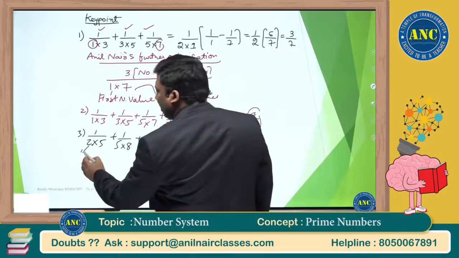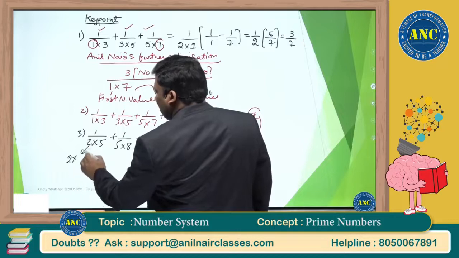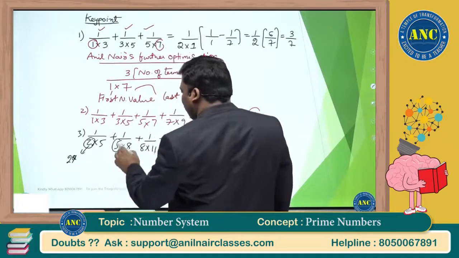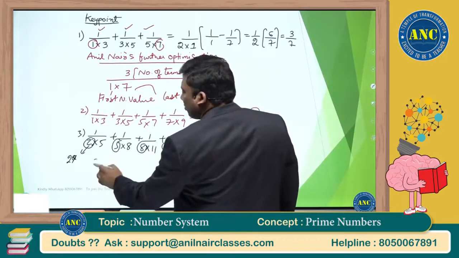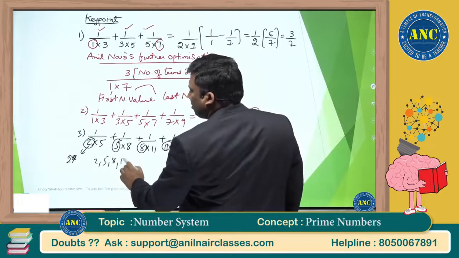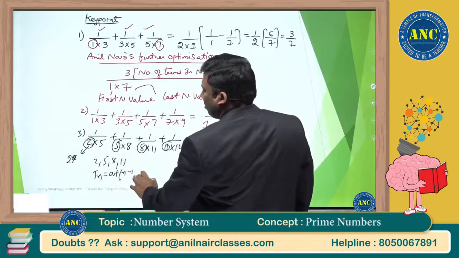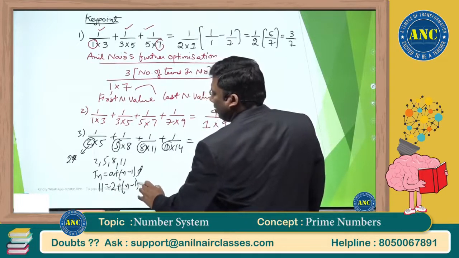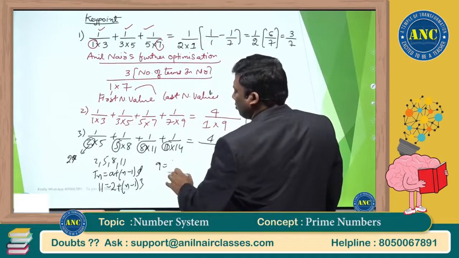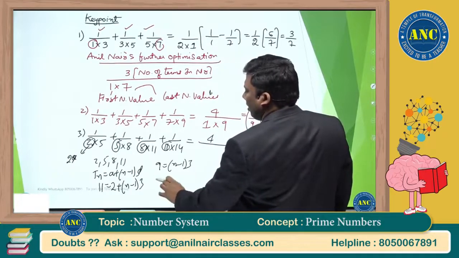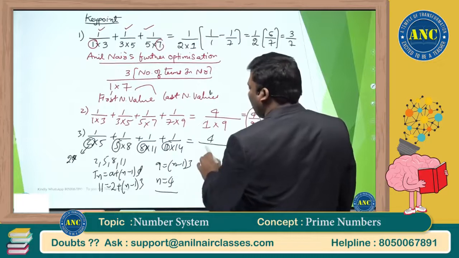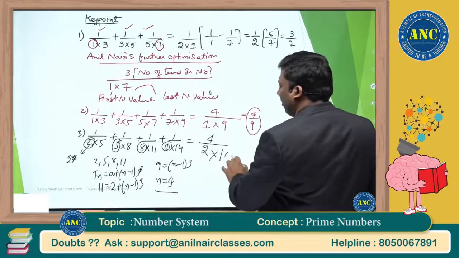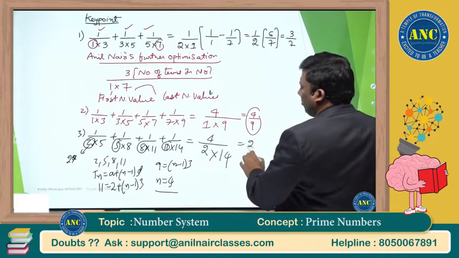Now if you see here, the series is 2, 5, 8, 11. You can also see this. 2, 5, 8, 11. Tn is a plus n minus 1 into d. 11 is equivalent to 2 plus n minus 1 into 3. 9 is equivalent to n minus 1 into 3. N is equivalent to 4. Are you all with me? Write down the first numerical value and the last numerical value.